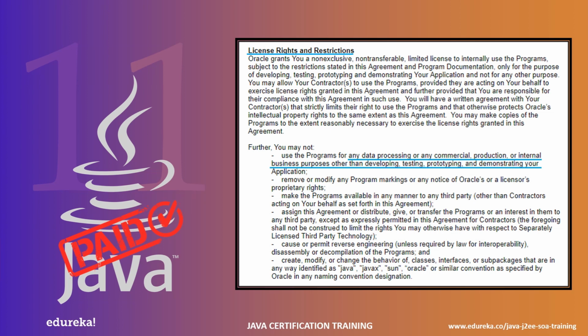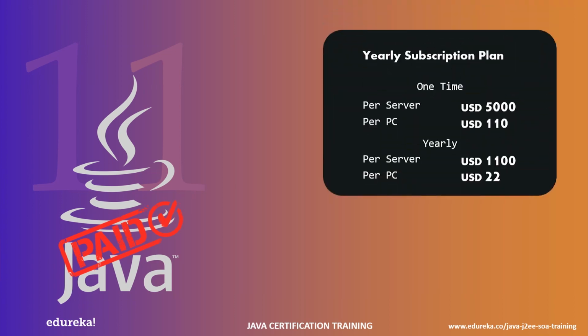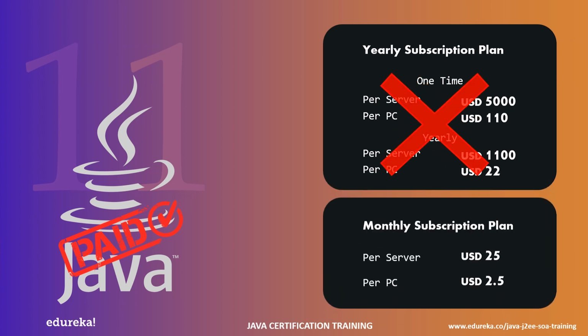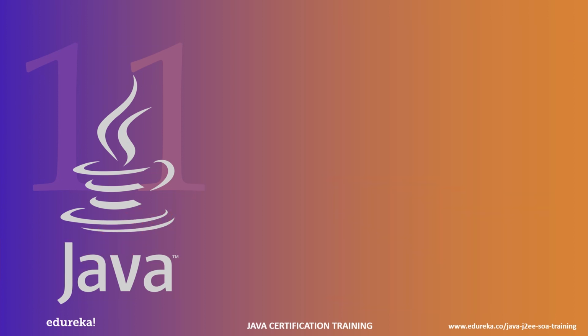But if you want to know more about the do's and don'ts of this license change, you can go ahead and read it from the official Oracle site. And Oracle, being known for its aggressive nature regarding lawsuits and copyright issues, it's better to keep your cards clear. But as a matter of fact, the commercial license was always there. Earlier, it used to be yearly or one-time payment, but now Oracle has changed it to a monthly subscription, which will be helpful for much smaller organizations.